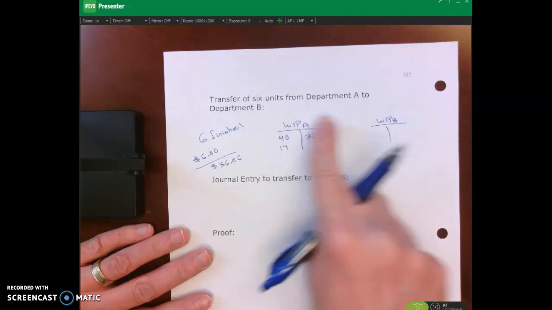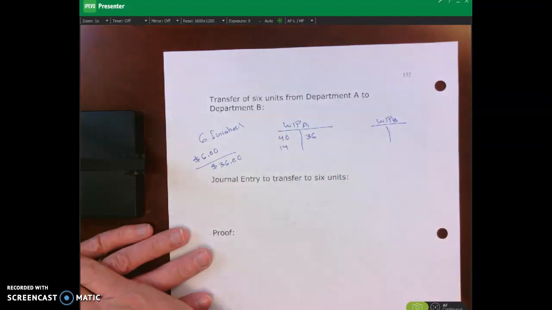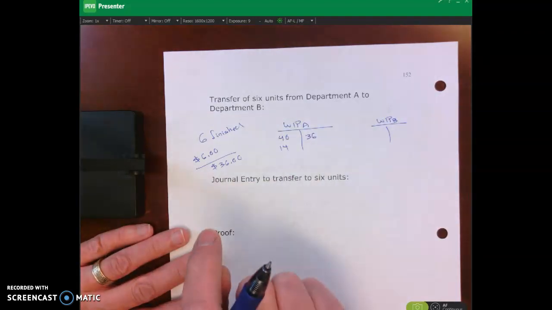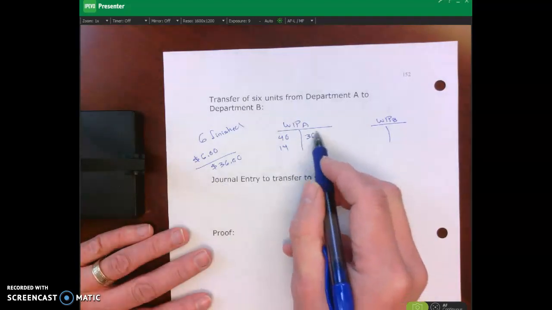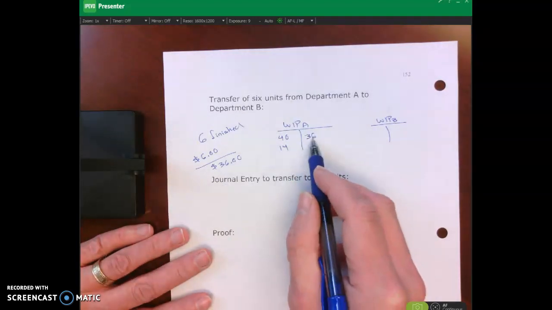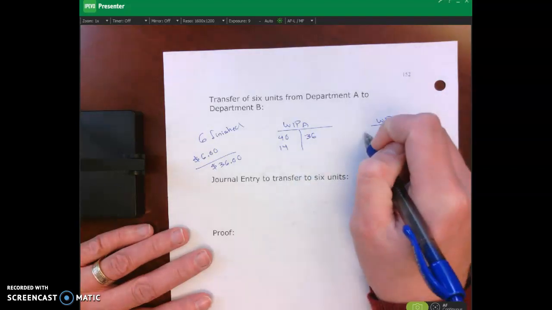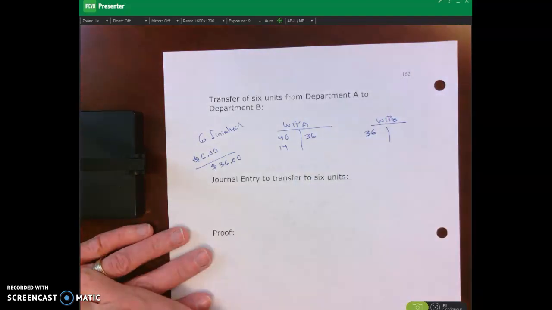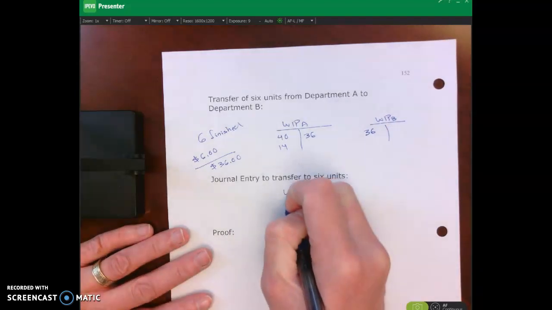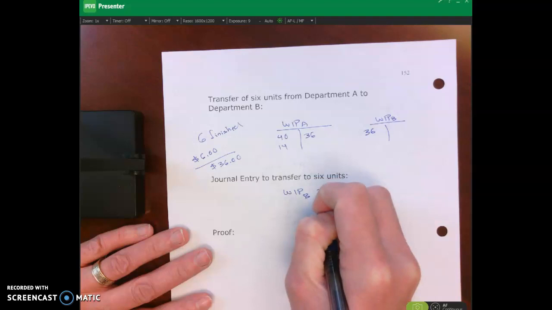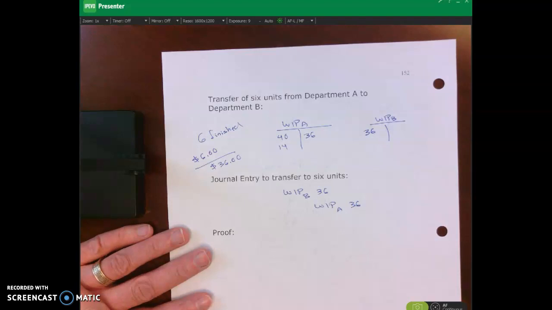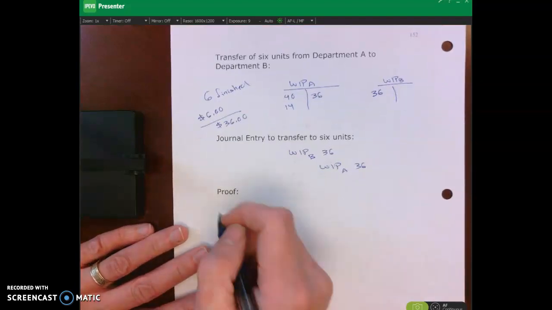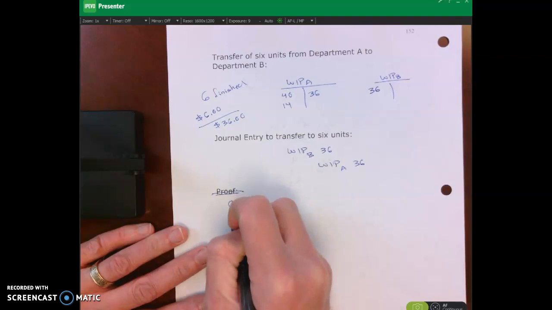Both of these are inventory accounts, which means they're current asset accounts. The way I increase a current asset is with a debit. The way I decrease a current asset, or any asset, is with a credit. So I'm moving it out, which means I'm reducing the balance in WIP A, so therefore I will credit WIP A. And then I'm moving into WIP B, therefore I will debit WIP B. And then the journal entry, debit to WIP B, 36, credit to WIP A, 36. That's my journal entry.